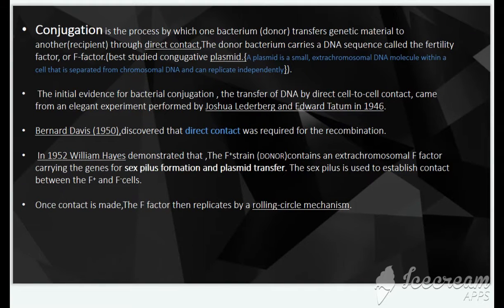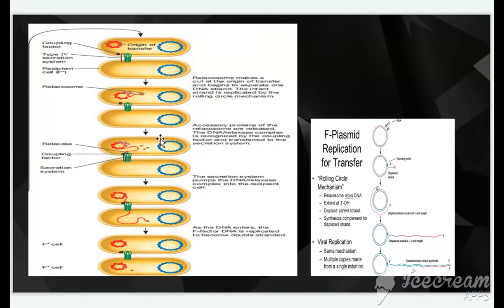Now, how this sex pilus is formed and how this rolling circle mechanism works, for that we are going to focus on this particular diagram. As you can see, this is the F plus cell, the donor cell. Why? Because it has the extra chromosomal DNA in it. And this is the recipient or F minus cell. And as we know, for the transfer to happen, they have to be physically connected, right? They are going to connect by pili.